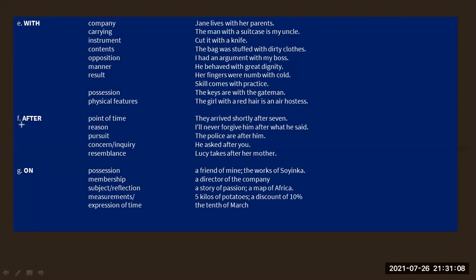Then the next preposition is after, and we can use it to indicate point of time. For example, they arrived shortly after 7. Shortly after 7 to indicate a point of time. You can use after to also indicate reason, so you can see that there is an overlapping. Different prepositions can be used for the same function.